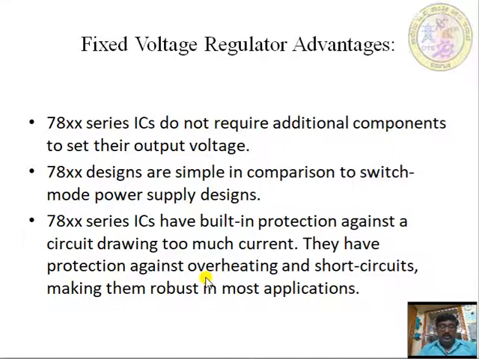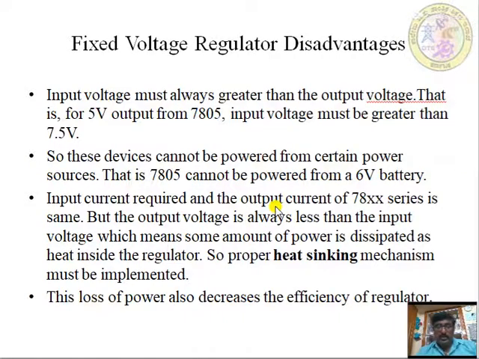The 78XX series ICs have built-in protection against a circuit drawing too much current. They have protection against overheating and short circuits, making them robust in most applications. So they have protection against overheating and short circuits. Normally the regulators will not be shorted.